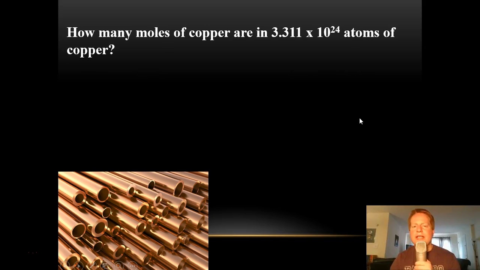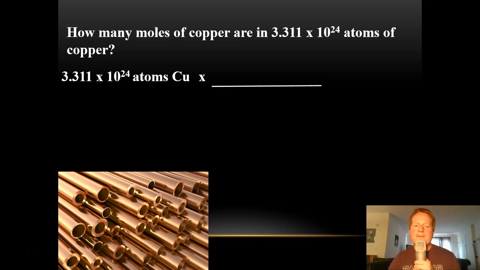So let's do the reverse. How many moles of copper are in 3.311 times 10 to the 24th atoms of copper? So we start with our given atoms, this many atoms of copper. We're going to multiply by our fraction. And in this case, our 1 mole is actually going to be on top, which we'll get to in a second. Atoms have to be on bottom. But because atoms are a particle, we're going to again use that 6.02 times 10 to the 23rd atoms, in this case of copper. Going to put our 1 mole on top.